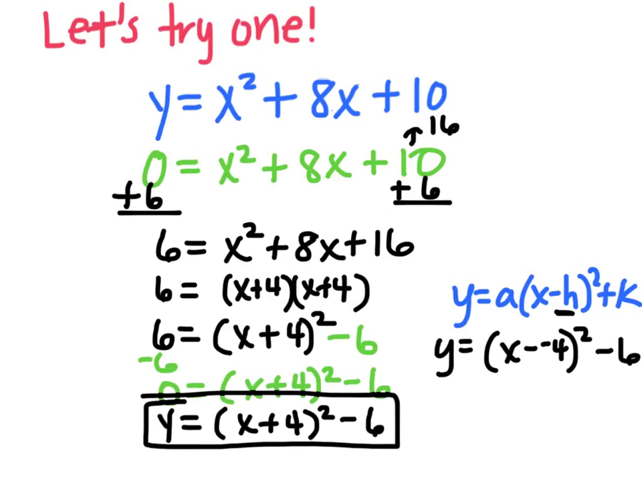So if we look here, now I can see it's got the minus sign and then -4. This is the same as plus 4. So my vertex is (-4, -6). I'm going to be using that on the next page when I try to graph it.